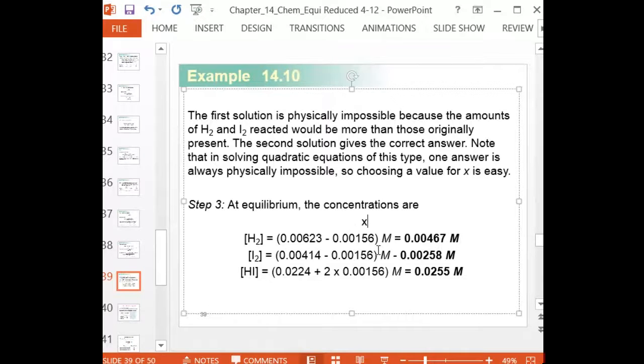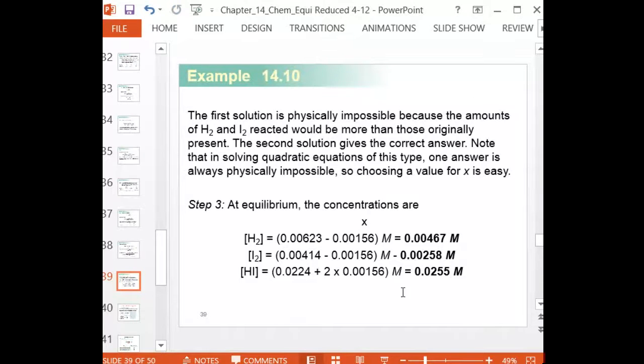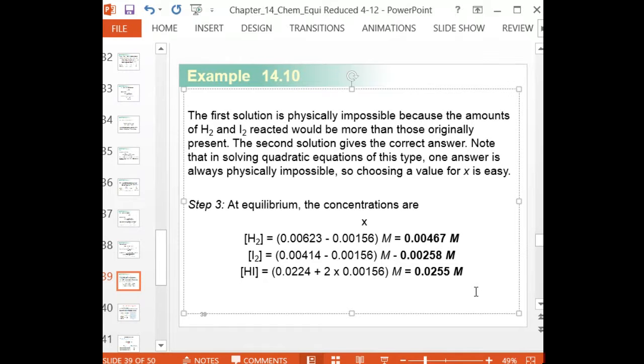Now you will get this, and this is this plus 2 times this. So for whatever is at equilibrium, you have to add the x value that you calculated, and that will be the equilibrium concentration of all these values. So now this chapter is finished.